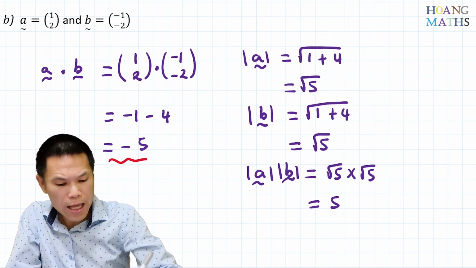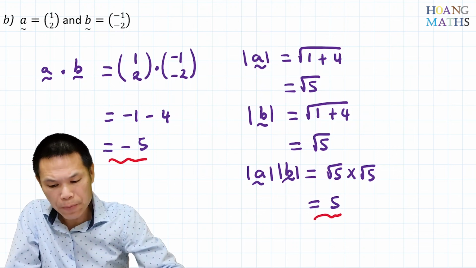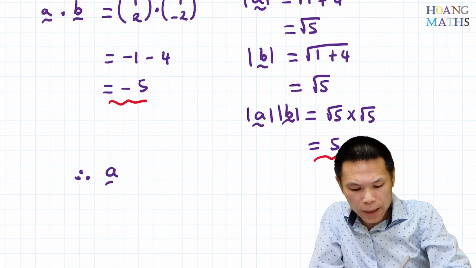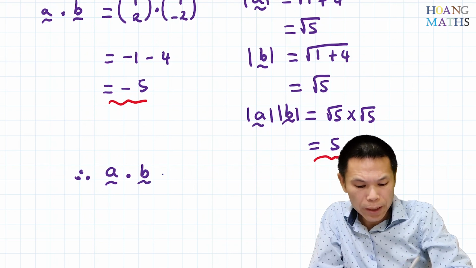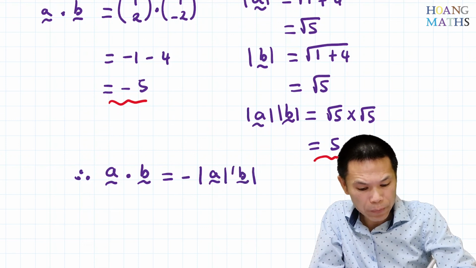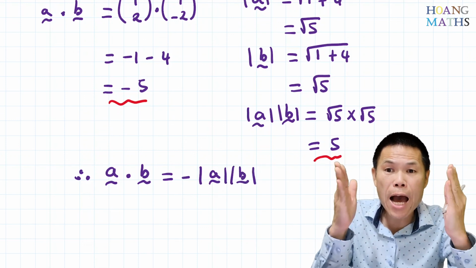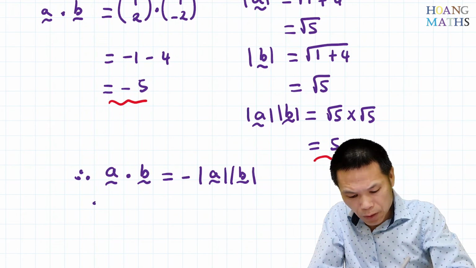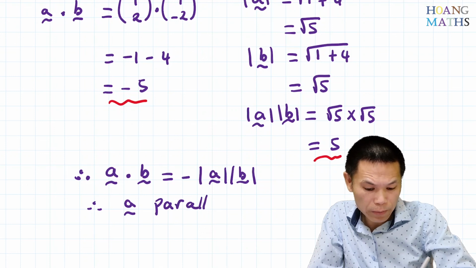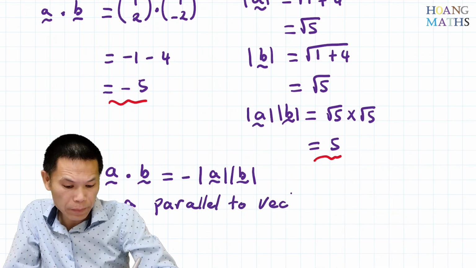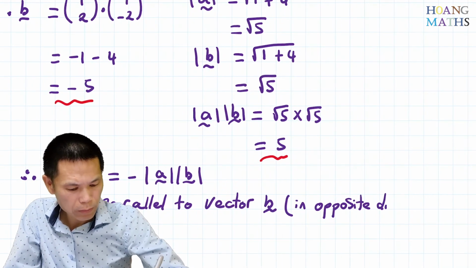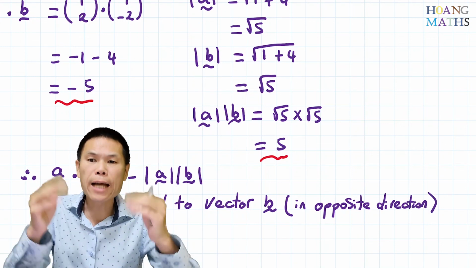So there you go. They are opposite to each other. Let me just make a note on this. Therefore, vector A dot vector B is equal to negative magnitude of A times magnitude of B. So therefore, A and B are parallel. So therefore, vector A is parallel to vector B, or in unlike direction, if you like.